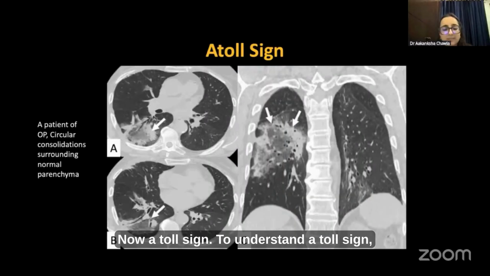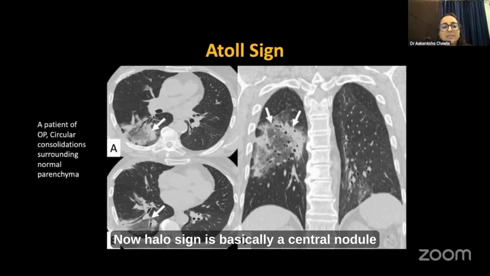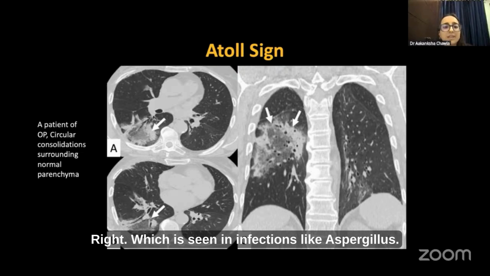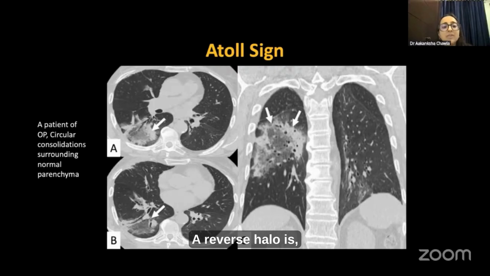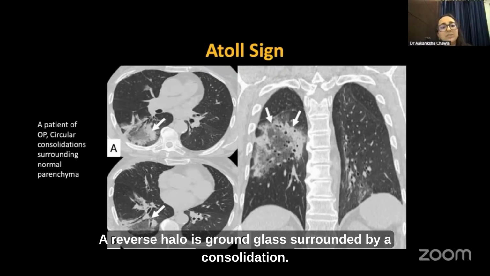Now, atoll sign. To understand atoll sign, first let's revisit the halo sign. Now, halo sign is basically a central nodule or a consolidation surrounded by ground glass, right? Which is seen in infections like aspergillus. A reverse halo was something in the center with ground glass. A reverse halo is ground glass surrounded by a consolidation, right?